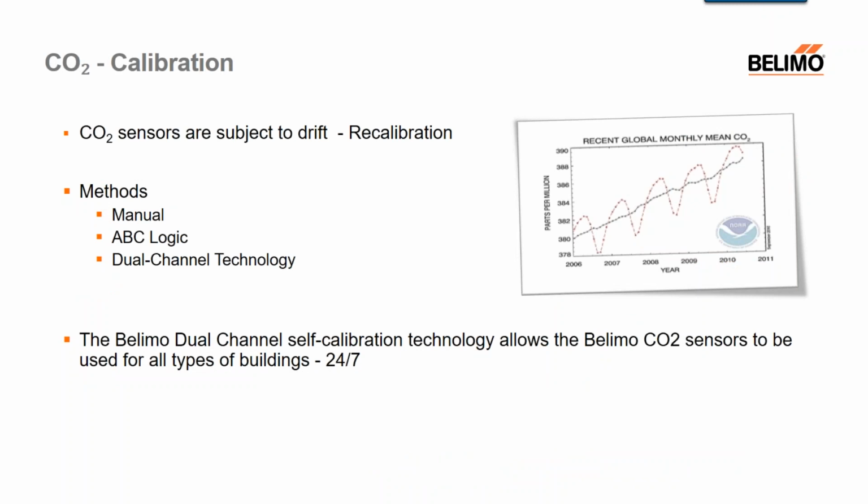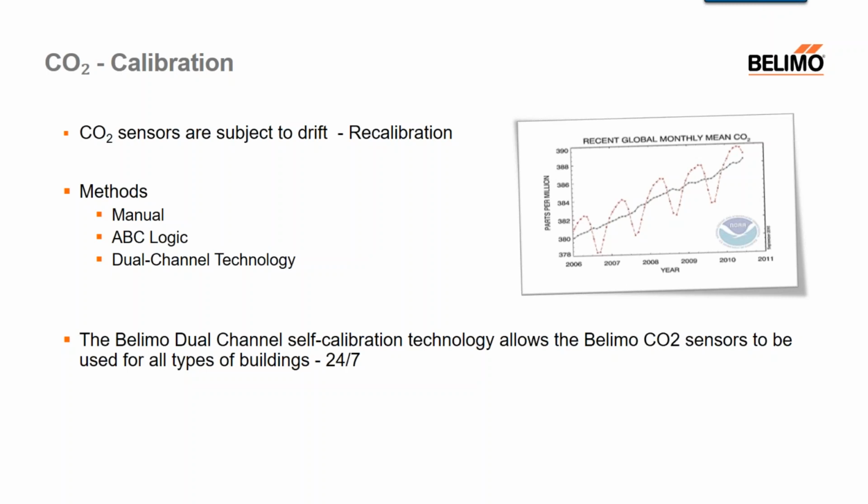CO2 sensors are also important for measuring indoor air quality and important for demand control ventilation. However, CO2 sensors are subject to drift, and it is a necessity for sensor recalibration after a certain amount of time. These calibration methods can include a manual calibration, which is not always practical, ABC logic, and also a dual channel technology.